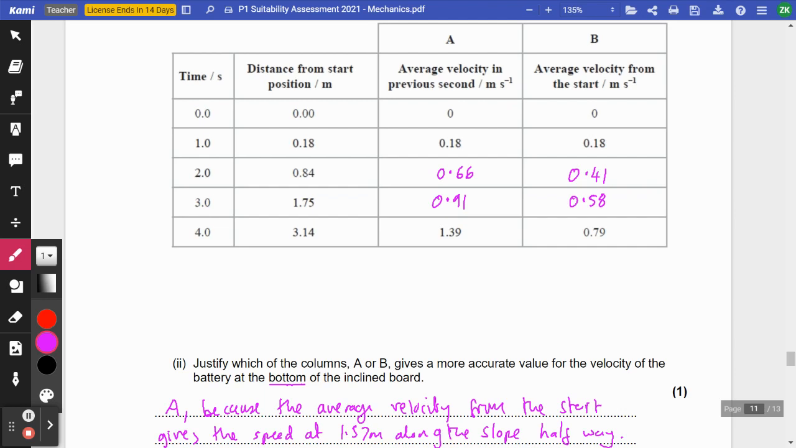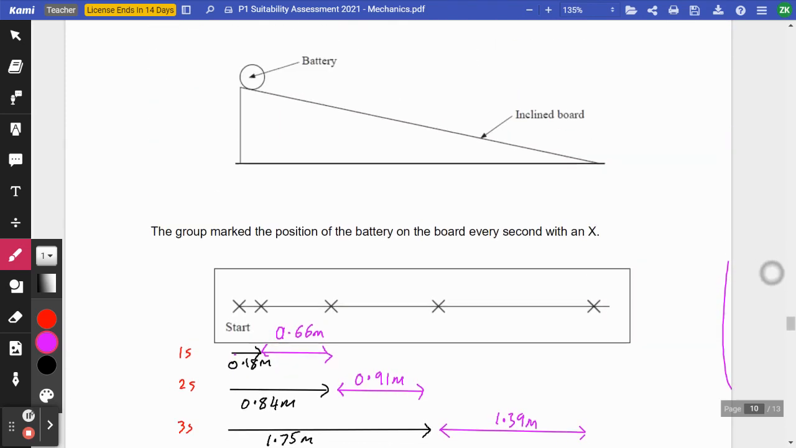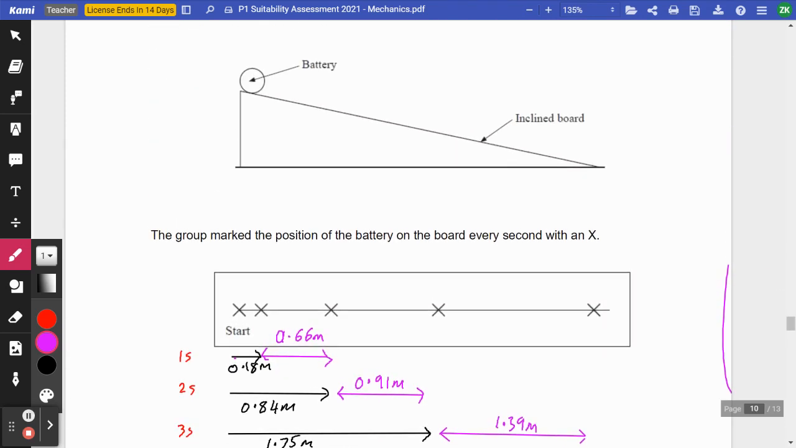We know that the average velocity is actually not the velocity at the end. Okay, so when we worked out the average velocity using this total distance and the time taken, we've actually worked out the velocity in the middle somewhere. That is the velocity somewhere halfway. To find the final velocity, we just double it. Okay, but that's not the question. So the actual average velocity shows the speed of the battery at the midpoint here.